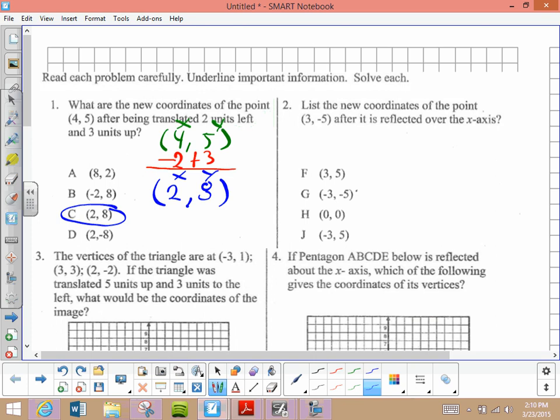I'm doing 4 minus 2 and then 5 plus 3. And then I put them right here at the bottom.